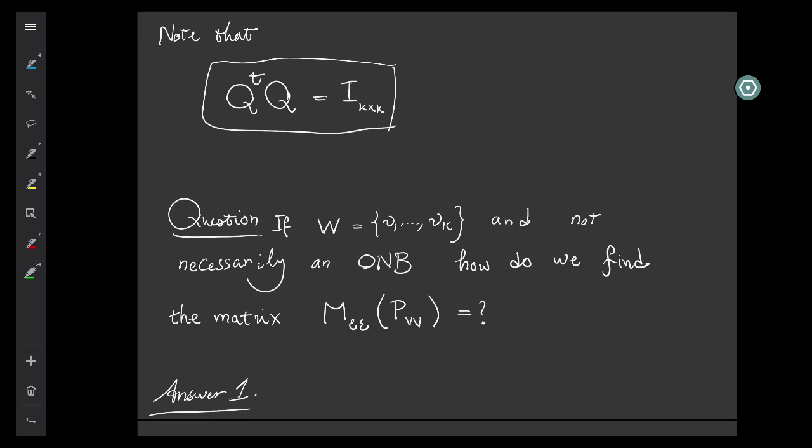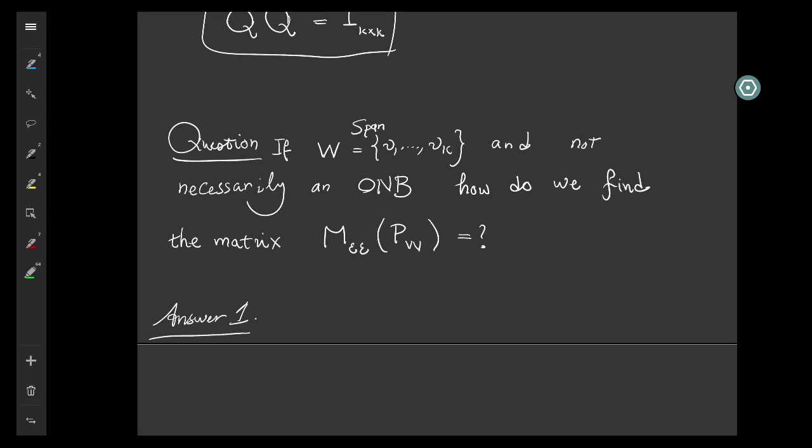So now we have a question. If W is equal to the span of v1 through vk, and not necessarily an orthonormal basis, how do we find the matrix of P_W? Now, what we found, QQ^T, was in terms of an orthonormal basis. So the question is asking, how can we further simplify this? One answer is, well, it's probably not the best answer.